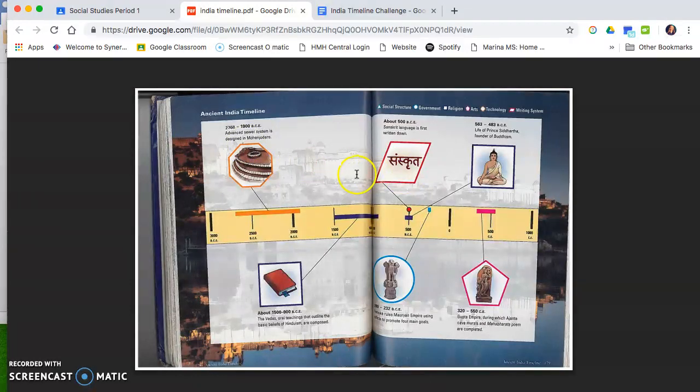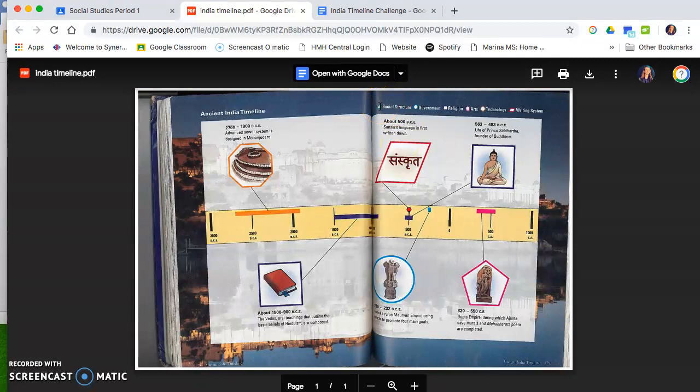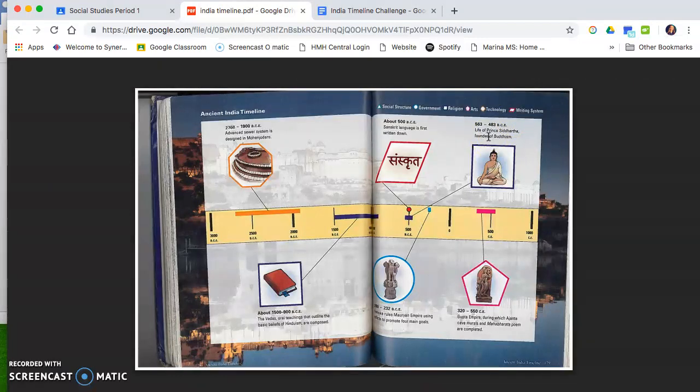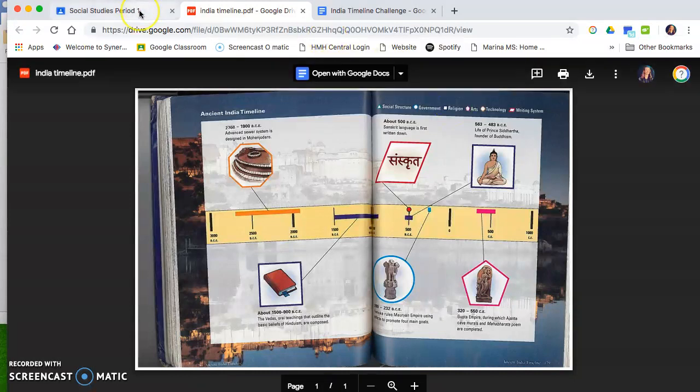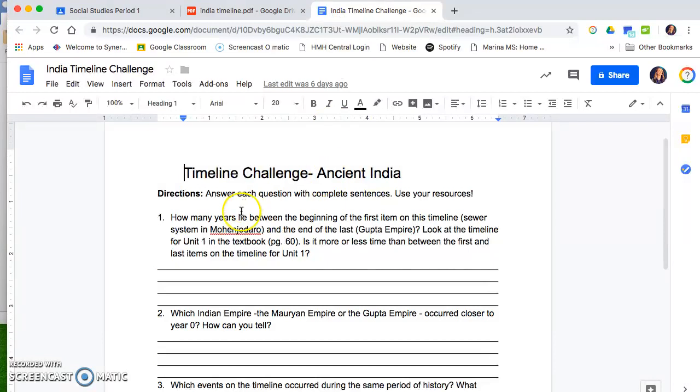You guys are welcome to use the colored pencils in the back of the room if it helps to kind of color coordinate things. I know that TCI does a really great job, our textbook company, of labeling things in terms of social structure, government, religion, arts, technology, writing system. Hey, this should sound kind of familiar, like the grapes activity that we did on Friday. So if you already noticed that, you're a rock star. So let's look at some of these timeline challenge questions.